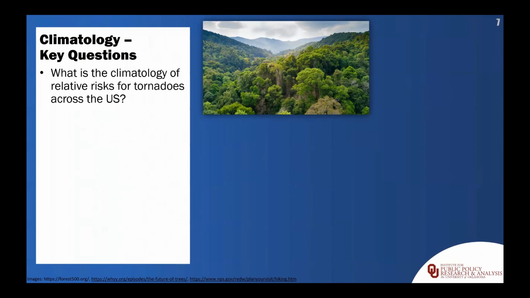This is the weather part, the production part of this product. So first of all, what is the climatology? What is the forest of relative risks for tornadoes across the US? What do we see in this area? What are the different areas of different trees? What are we kind of looking for when we look at relative risk? I see Harold's already got his head in his hands, so we're deep in metaphor land here.